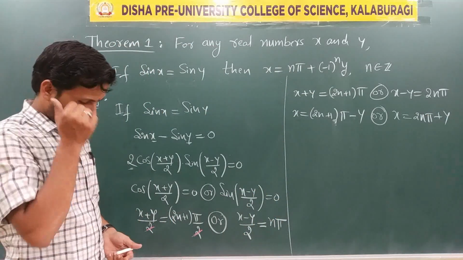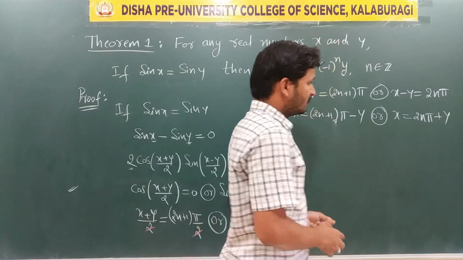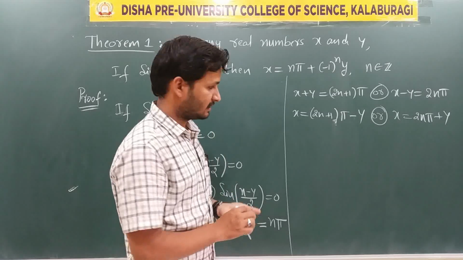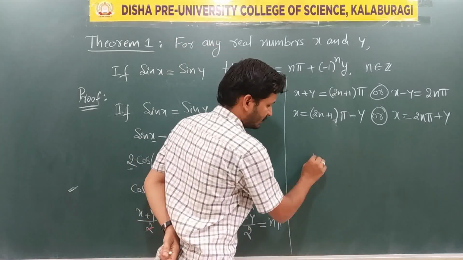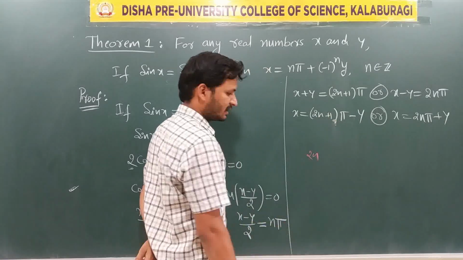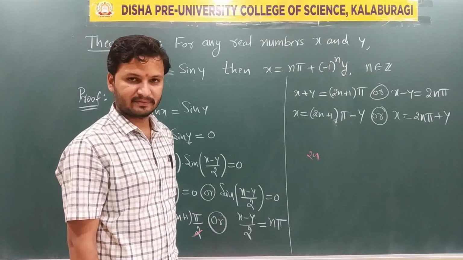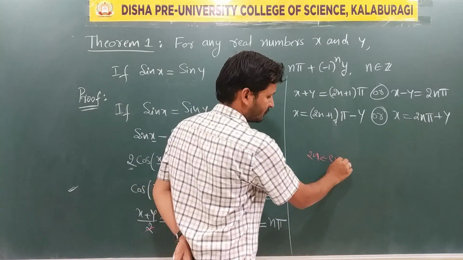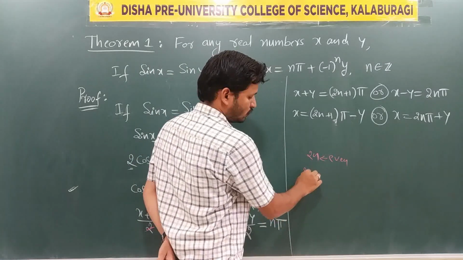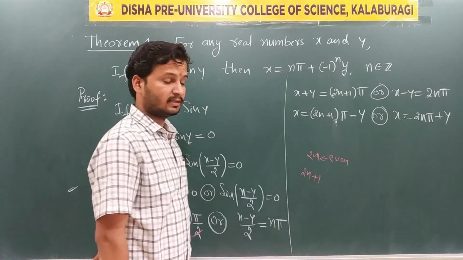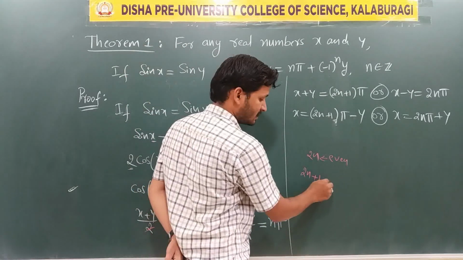See, here n is an integer. So 2 times n is an even number. 2n is even. If I add one to that even number, then 2n plus 1 is an odd number.